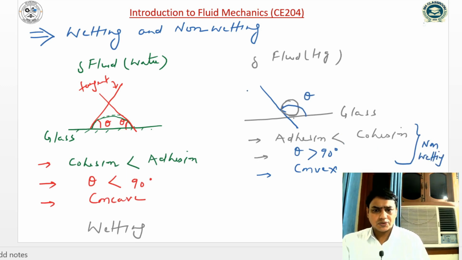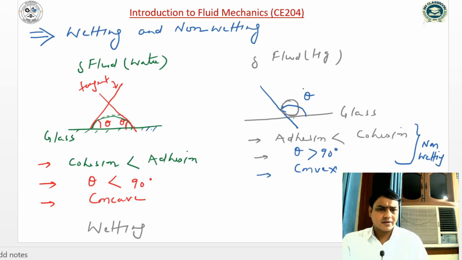So I hope you have understood what is wetting and non-wetting phenomena. Once again, if a fluid like water falls from a certain height on any surface, like I have taken the glass, and it spreads on this surface due to the lesser value of the cohesive force as compared to the adhesive force, or we can say the angle of contact is less than 90 degrees, then such mutual property of the fluid is called wetting.